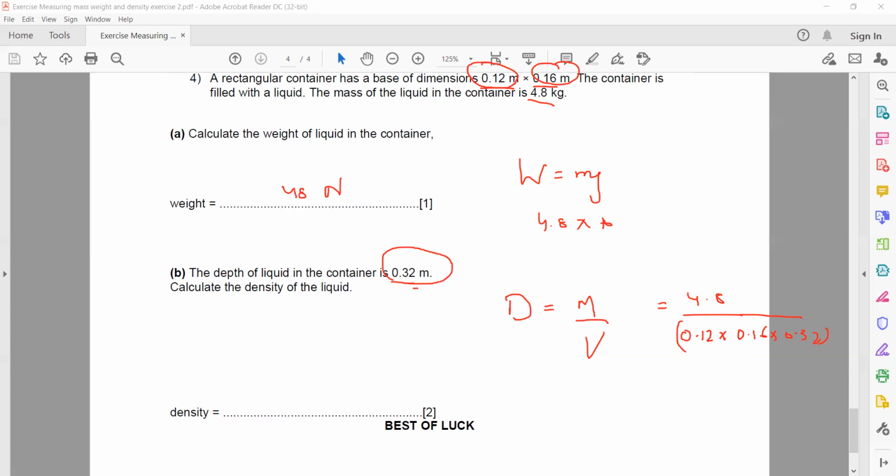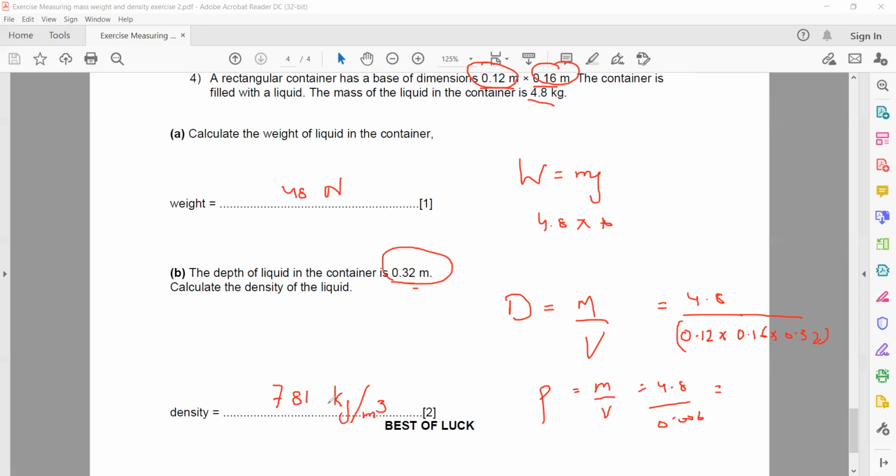When you solve for volume alone, that is 0.006. So what's the final answer for the density? Check your answer again. It cannot be a very small value because it is 4.8 divided by 0.006. The numerator is bigger, so it should be a whole number, a bigger number. So it is 781 kilogram per meter cube.